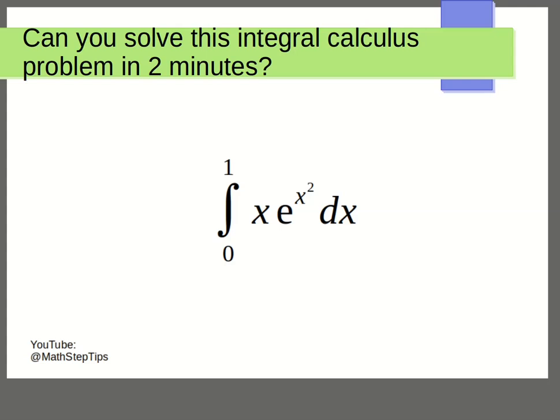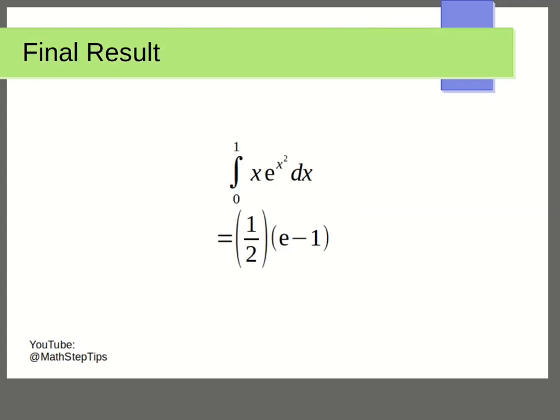Okay, 2 minutes is passed. How is your result? Hope all good. Let's move on. For those who are not able to come up with calculation result after 2 minutes, here is the final result. Looks neat, right? Not much complex at all.